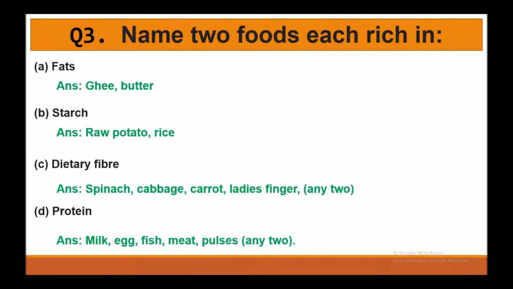Question 3 is, name two foods which are rich in fats. So the answer is ghee and butter. Starch: raw potato and rice. Dietary fiber: spinach, cabbage, carrot, lady's finger. You can write any two among these. Protein: milk, egg, fish, meat, pulses.